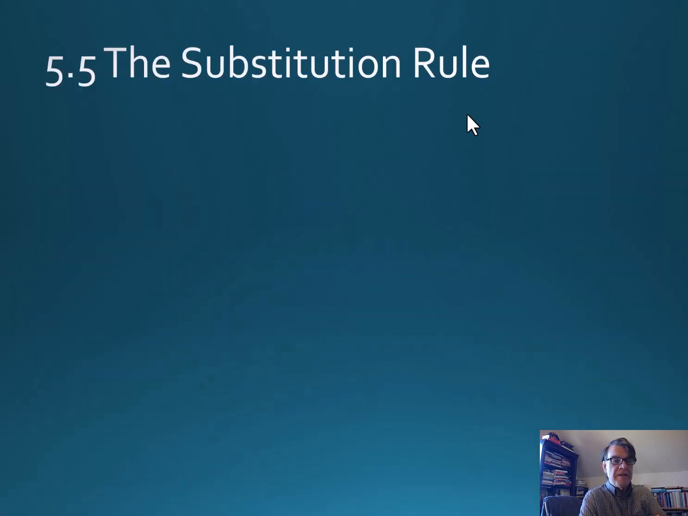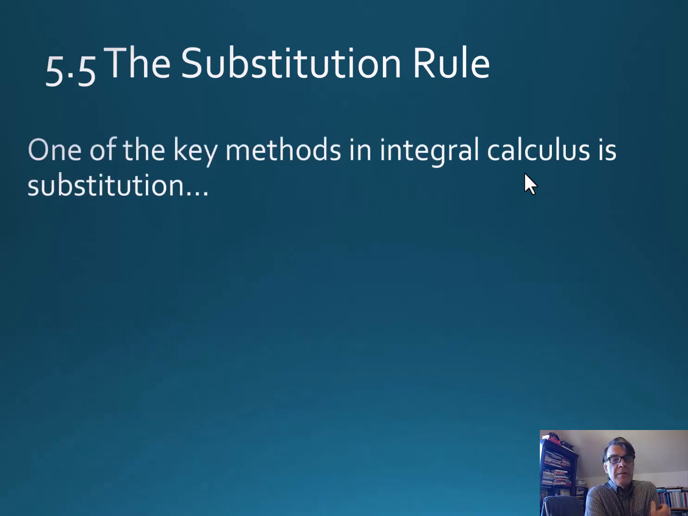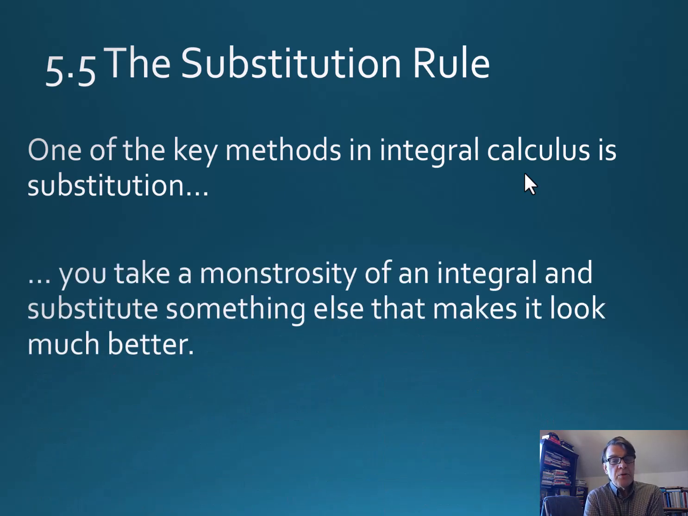And this is 5.5 in James Stewart's calculus. I think in more than one of his calculus books, it's 5.5. But that's not important right now. So one of the key methods for solving integrals in integral calculus is called substitution. And basically what you do is you take some monstrosity of an integral and you substitute something else that makes it look much better. Now, what does that mean?